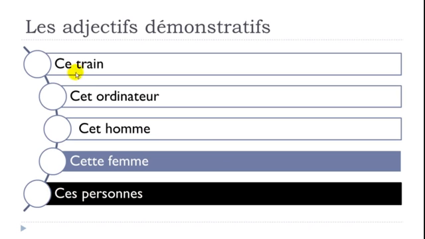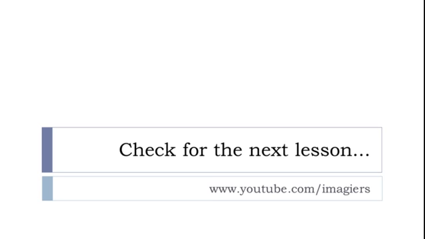Okay, so let's repeat them one more time. Ce train, cet ordinateur, cet homme, cette femme, ces personnes. All right, I hope it was clear. So it was unité 2, leçon I.